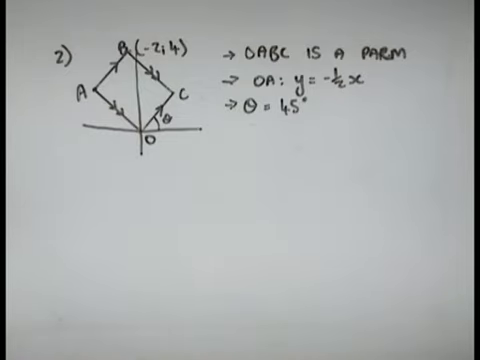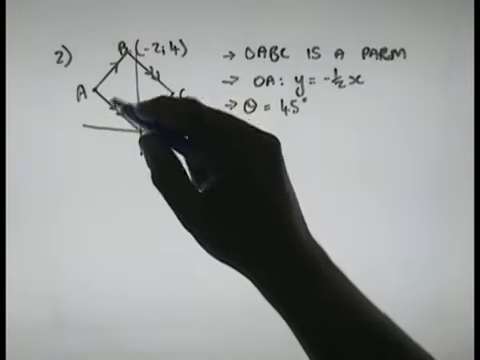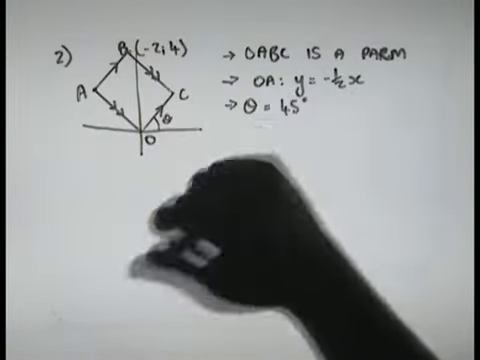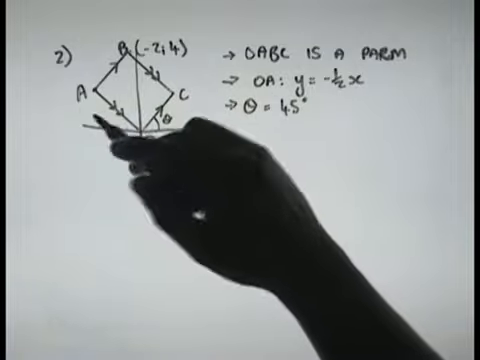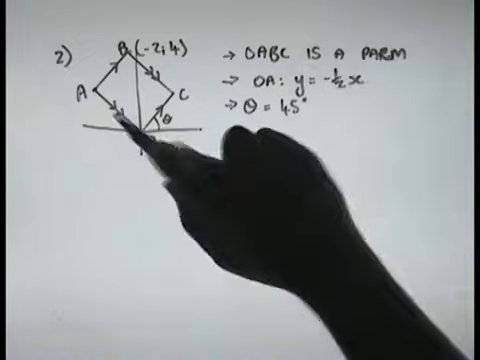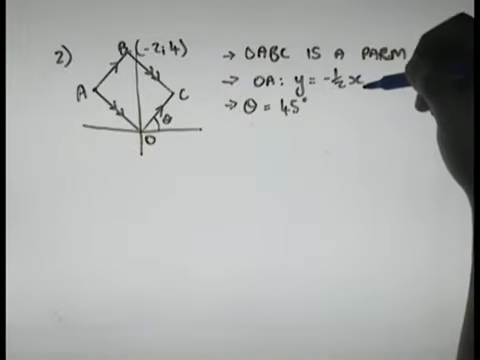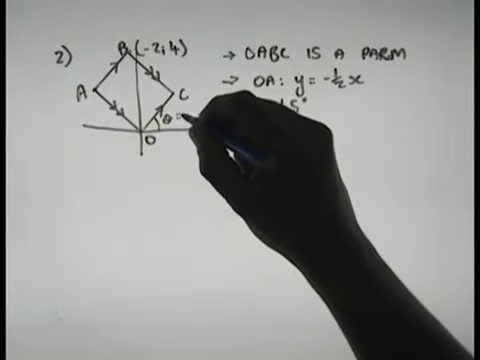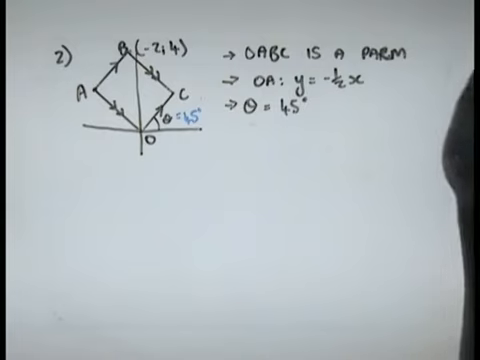The second one I gave you to do had this graph over here, OABC, where OABC is a parallelogram. OABC being a parallelogram means that the lines OA and CB are parallel, as well as OC being parallel to AB. I also said that OA is given by the equation y is equal to negative a half x, and theta is equal to 45 degrees.